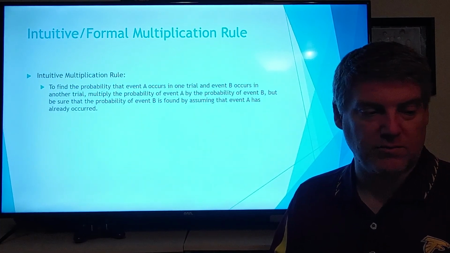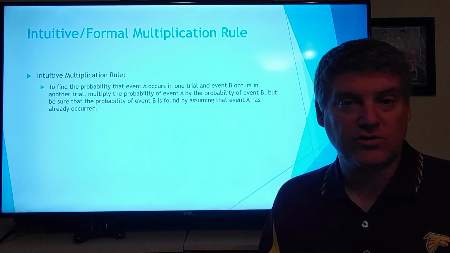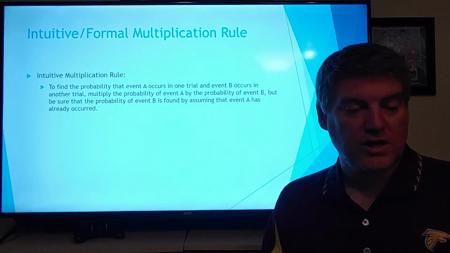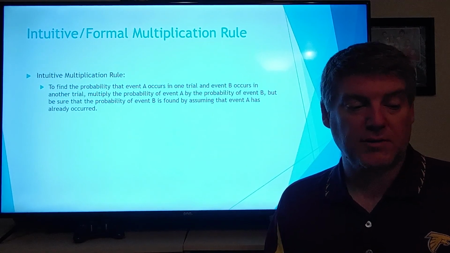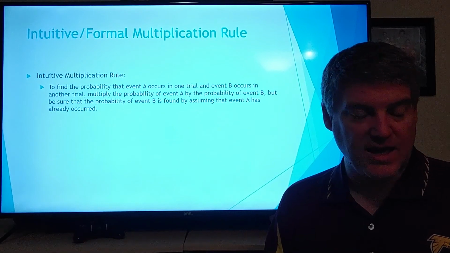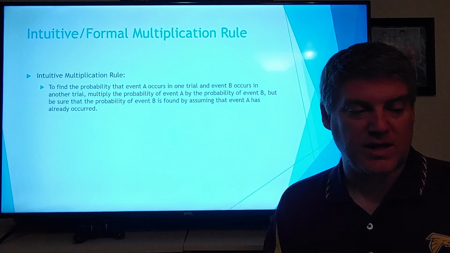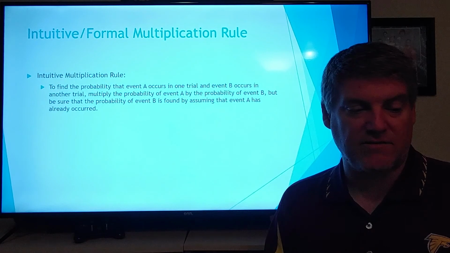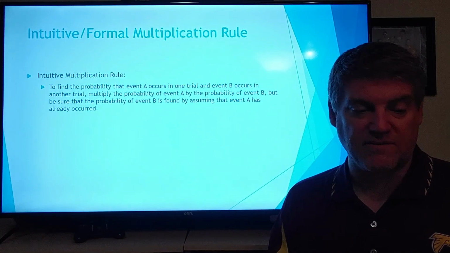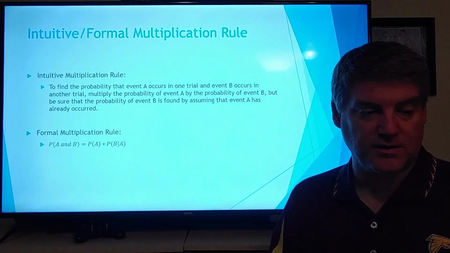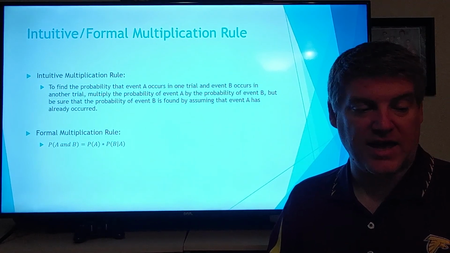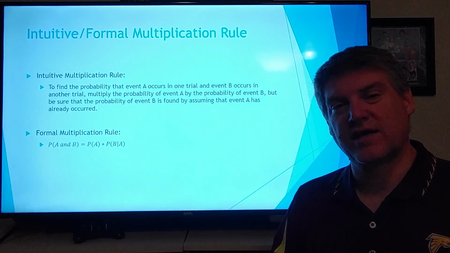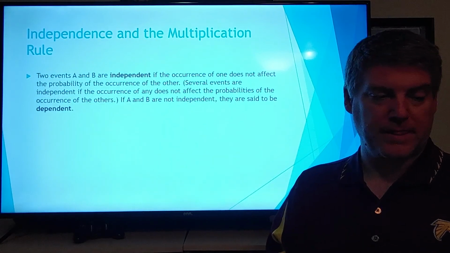So the intuitive multiplication rule: to find the probability that event A occurs in one trial and event B occurs in another trial, multiply the probability of event A by the probability of event B. But be sure that the probability of event B is found by assuming that event A has already occurred. The formal rule: the probability of A and B equals the probability of A times the probability of B given A.